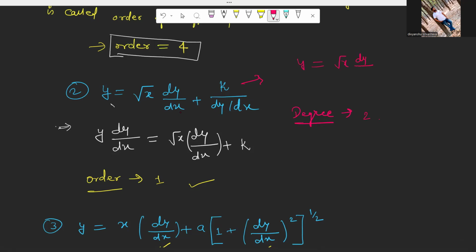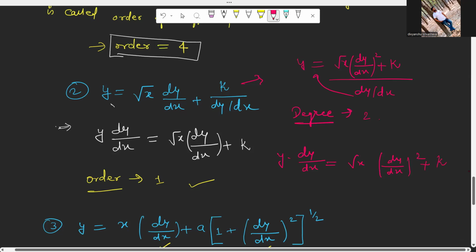Root x dy upon dx plus k. Take the LCM here, that is dy upon dx. When you multiply, the power goes to 2, and these are the cross multiply. Now you can write dy upon dx is equal to under root x (dy upon dx) to the power 2 plus k. Okay. So basically, the degree is the power of the highest derivative. The highest derivative here is the first derivative, and its power is 2. So the degree here is 2.